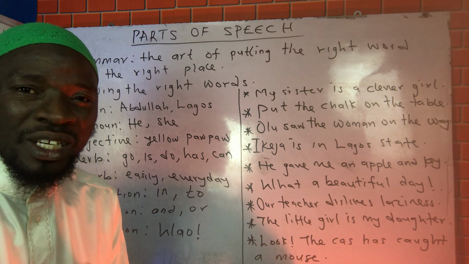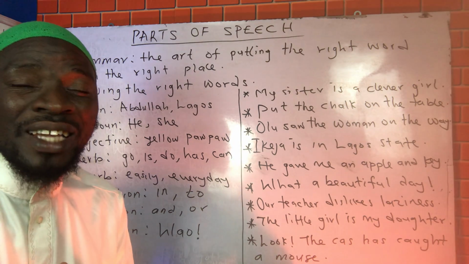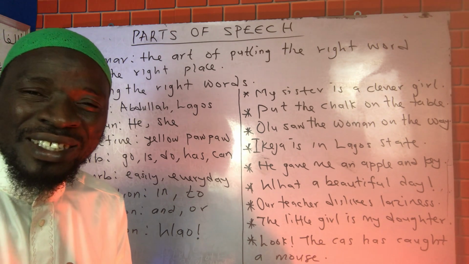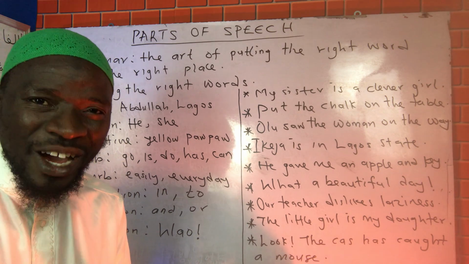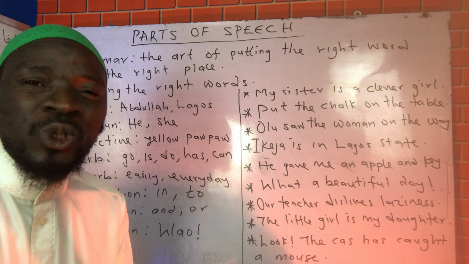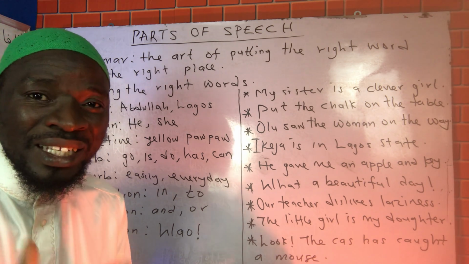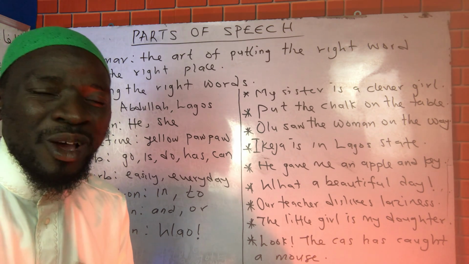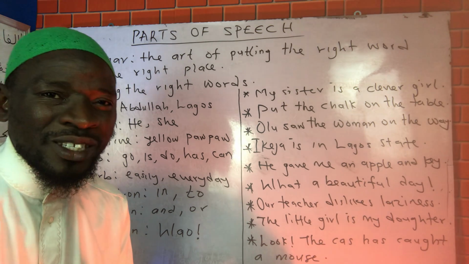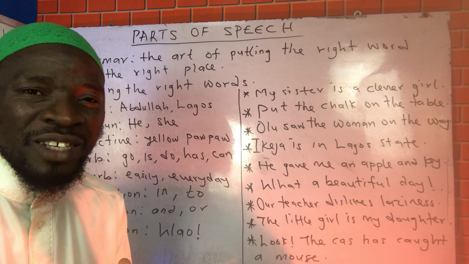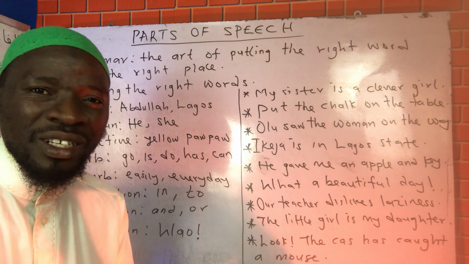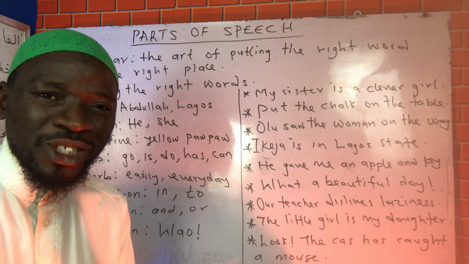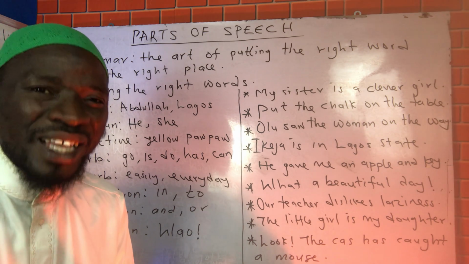Parts of speech in the English language are divided into 8, meaning that there are 8 parts of speech in English language. And that is what we want to look at briefly today. In our subsequent classes, we are going to look at each part of speech in individual classes, their classification, their types, and how they function in a meaningful sentence.